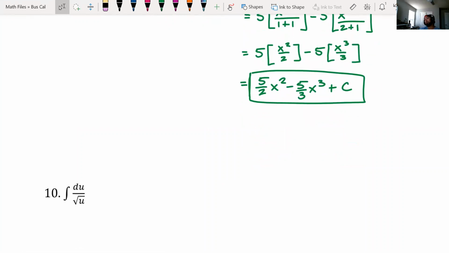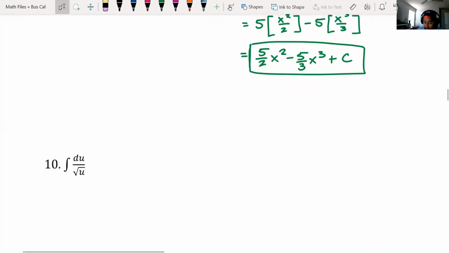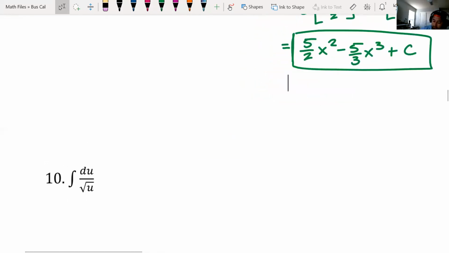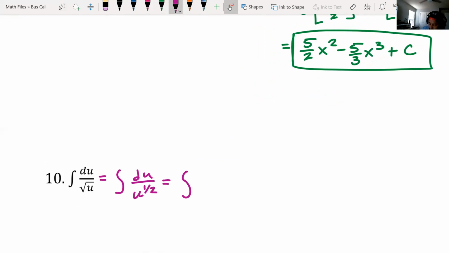The integral of du over the square root of u. Okay, so again, we're going to have to do some fixing. So we're going to first rewrite that square root of u. I'm going to have the integral of du over u to the 1/2. And then we're going to flip it up, and I'll get u to the negative 1/2 du. Okay, we have rewritten it, and now we're ready to find the antiderivative.